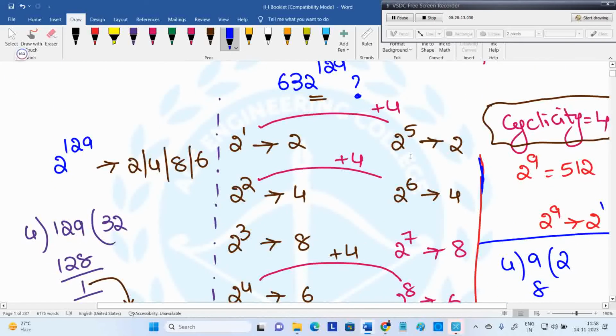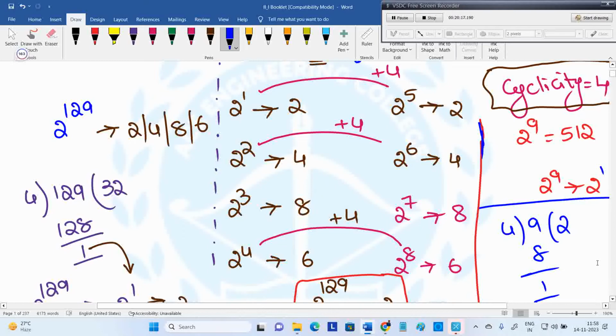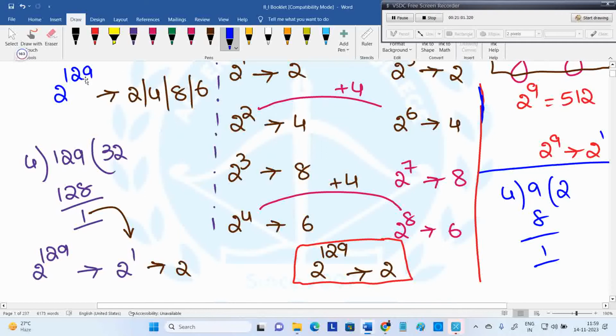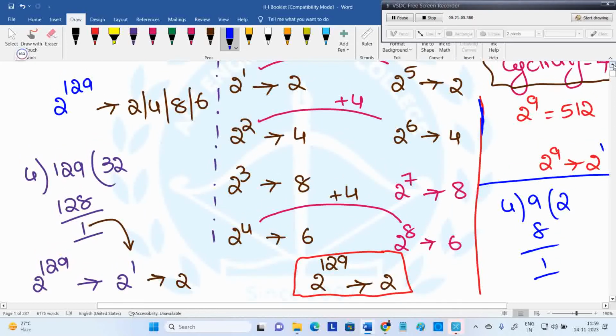This is the question. And after that, we did analysis. We came to know it is having cyclicity 4. When you know it is having cyclicity 4, what you have to do is divide power with 4. Right? Okay, this is the basic thing. Whenever you have a doubt, you can check here. We are dividing power with 4. Whatever remainder comes, that is substituted in the power. As in this 2 power 129, we divide the power 129 with 4. Then we got the remainder as 1. Okay, we just substituted in the power here. So we can write it like 2.